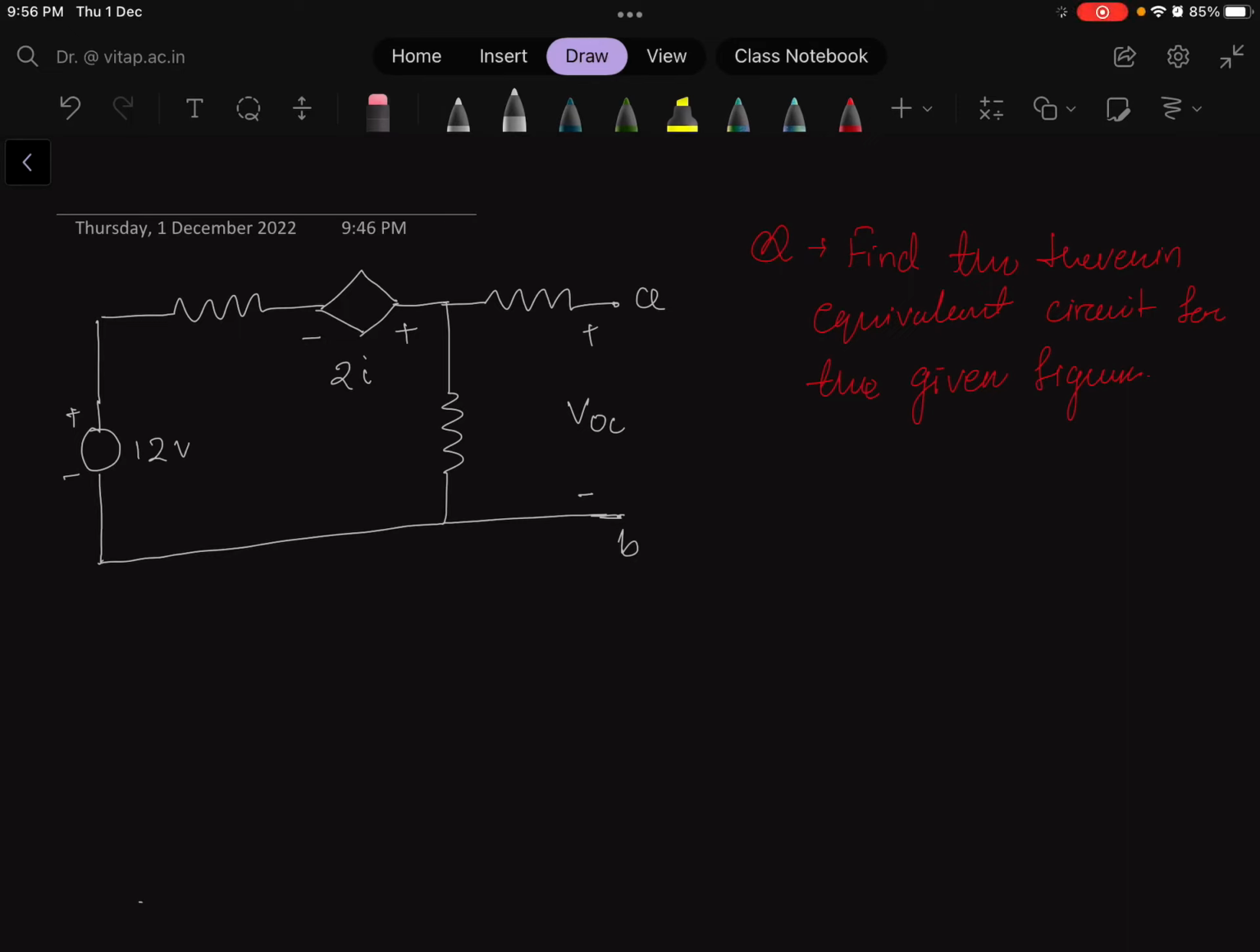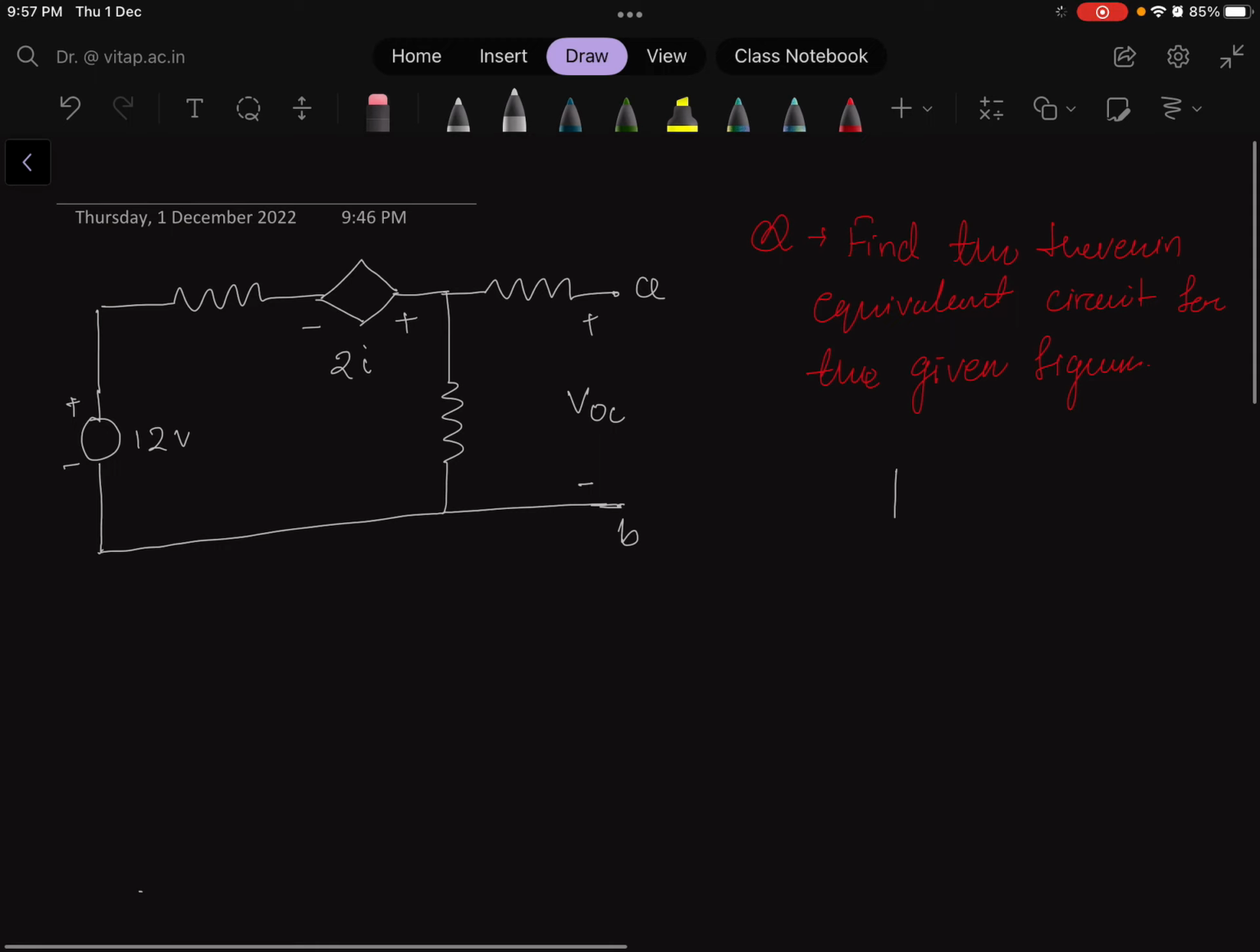In this problem we are going to solve this circuit, and what is the question here? The question is asking: find the Thevenin equivalent circuit for the given figure. Okay, now Thevenin equivalent circuit means what? We have to represent this circuit as a combination of a voltage source and a series resistance.